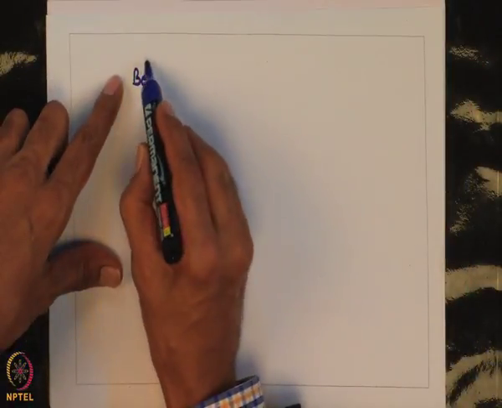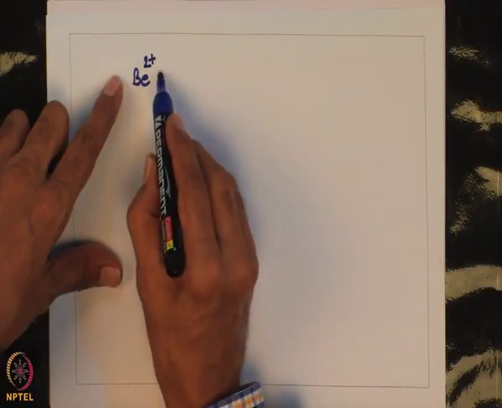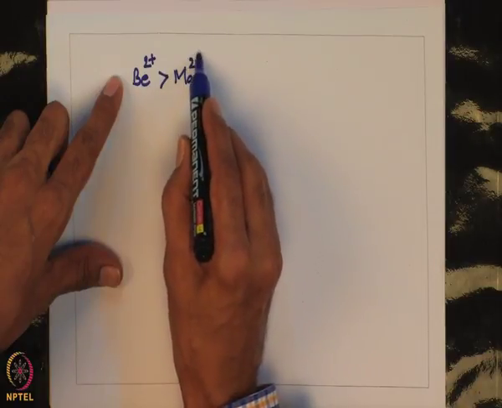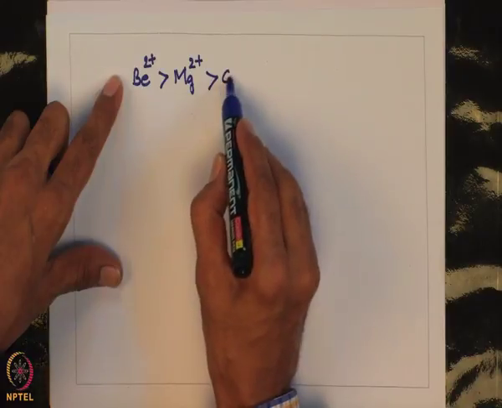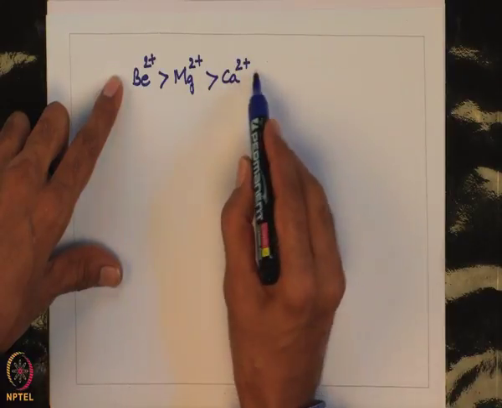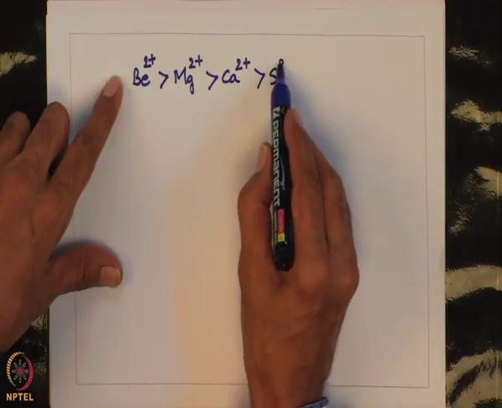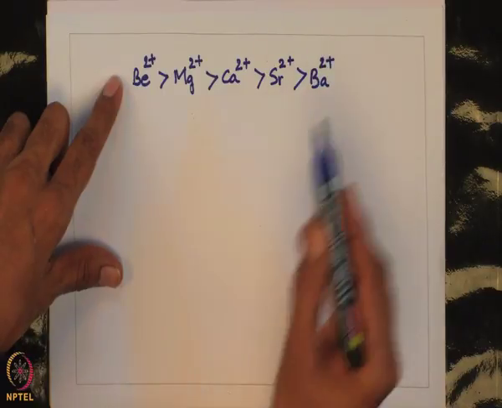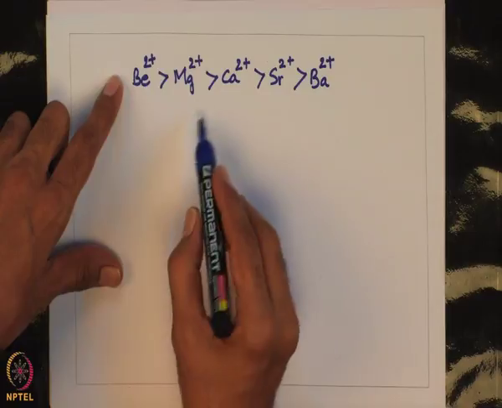And again, when you compare hydration enthalpy, the same trends are followed. Hydration enthalpy decreases down the group due to increase in ionic size. The sequence followed is very similar to alkali metals. Hydration enthalpy is highest for beryllium and then magnesium and then calcium, strontium. So, this is the sequence that is followed as far as hydration enthalpy is concerned.